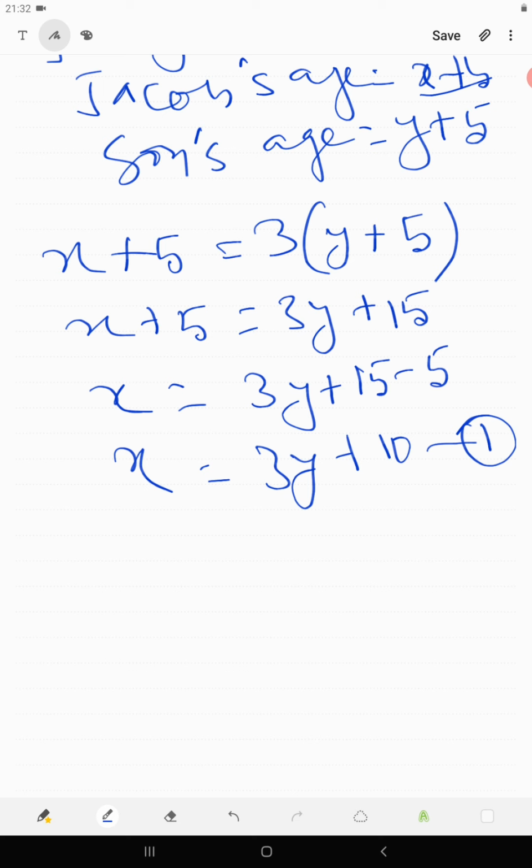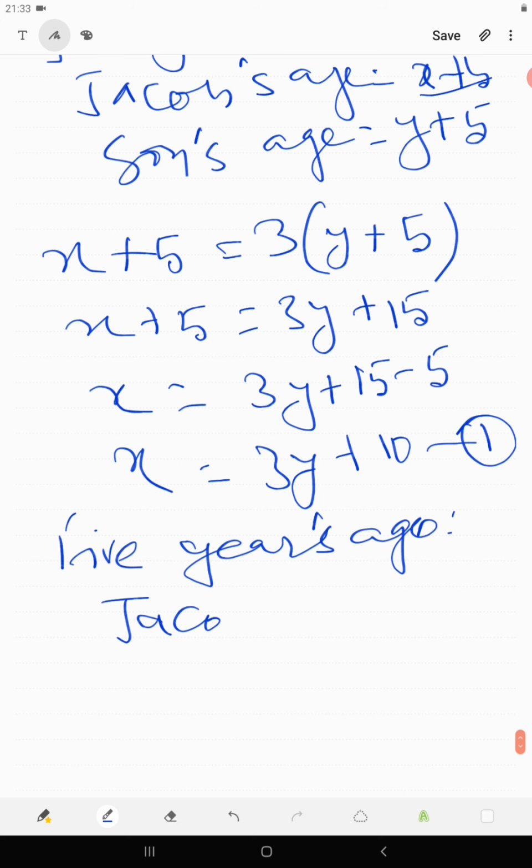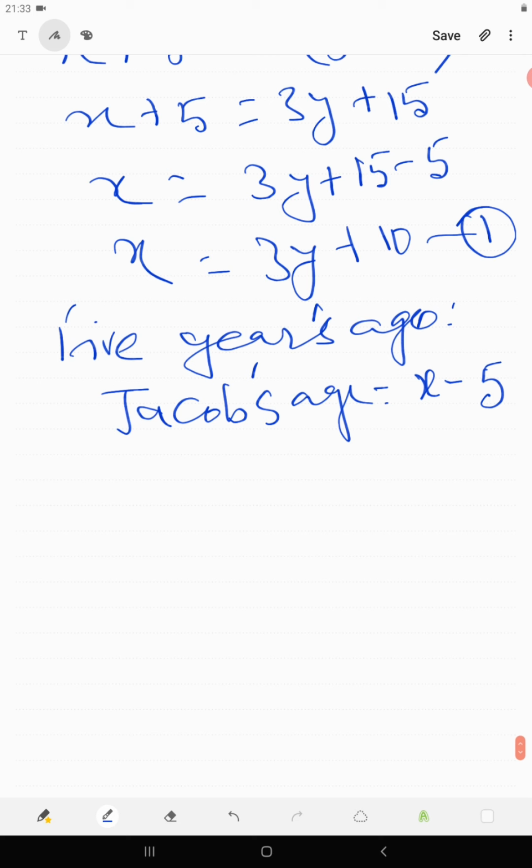Now next, 5 years ago, that means back. What is Jacob's age 5 years ago? The current age is x. So 5 years ago, the age is x minus 5. Correct? Because the current age is x. Don't go for the future one. The future one is done. So whatever the current age, from that we are going 5 years back. So 5 years ago, his age is x minus 5. And what is his son's age? It equals y minus 5. Very simple. Now the next equation will be formed.